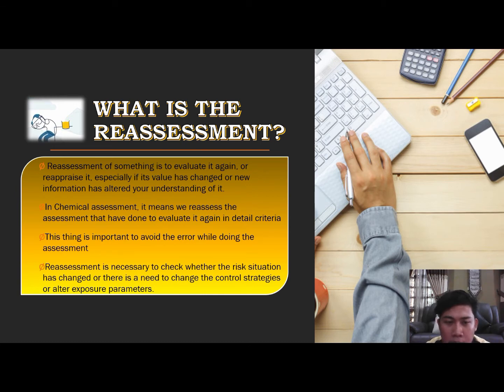Reassessment of something is to evaluate it again or reappraise it, especially if its value has changed or new information has altered your understanding of it. In chemical assessment, it means we reassess the assessment they have done to evaluate it again in detailed criteria. This is important to avoid errors while doing the assessment. Reassessment is necessary to check whether the risk situation has changed or there is a need to change the control strategy or alter exposure parameters.